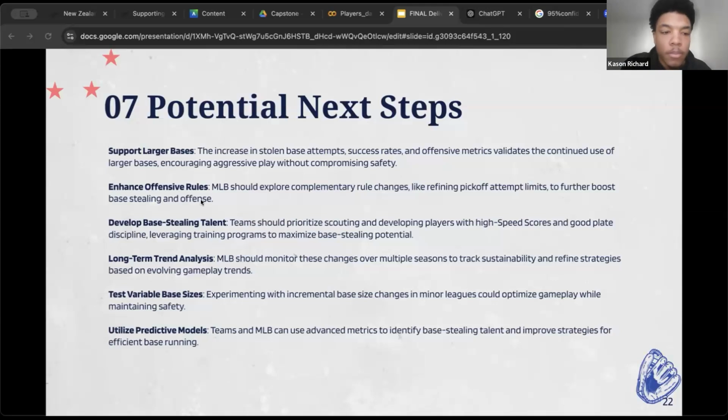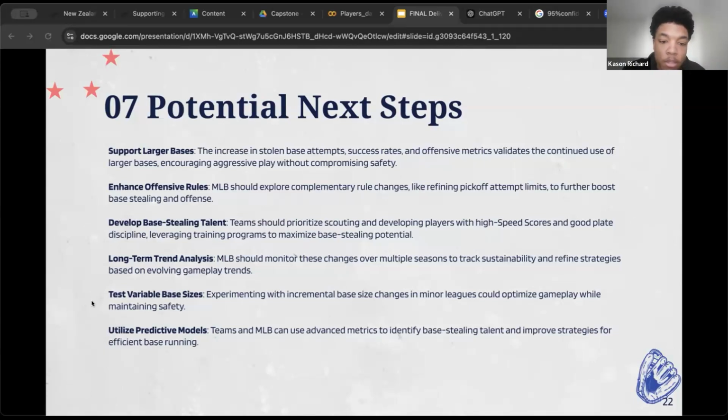So after all the analysis, potential next steps. We see the increases in the stolen base attempts, success rates, and offensive metrics. This validates the continued use of larger bases. MLB should explore or create more complementary rule changes, like refining pickoff attempt limits to boost base stealing and offense. Teams could also prioritize scouting and developing players with high speed scores and good play discipline.